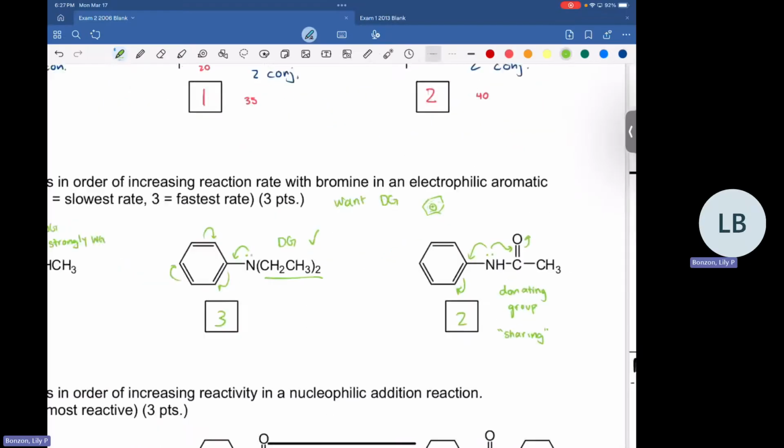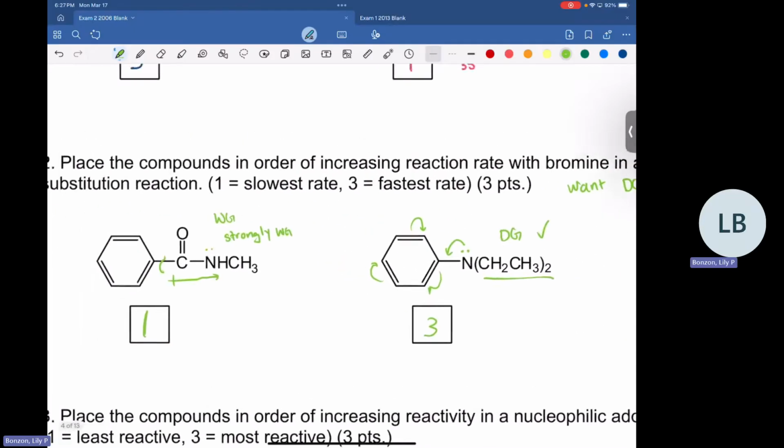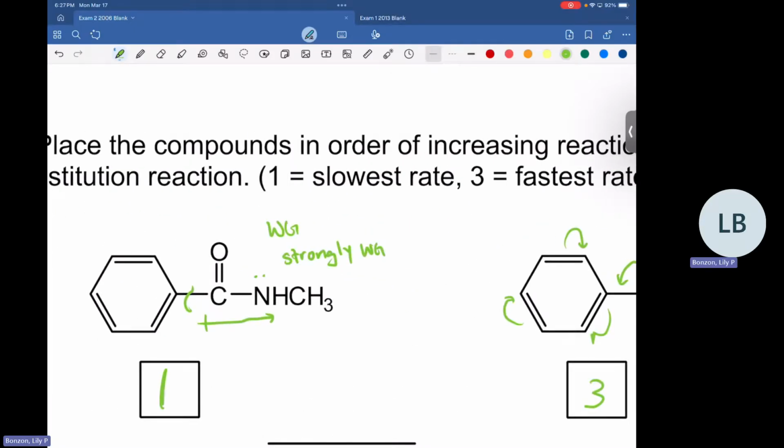So on the right, this one is donating directly to the ring. It can perform resonance with the ring because the nitrogen has that lone pair right there. This carbonyl can't donate towards the ring. In fact, the ring would donate towards it, so we can maybe get an O- or something like that. We can't add anything to the benzene with the left structure. On the right, we could, because that nitrogen connected to the benzene has that lone pair, but this carbonyl doesn't.